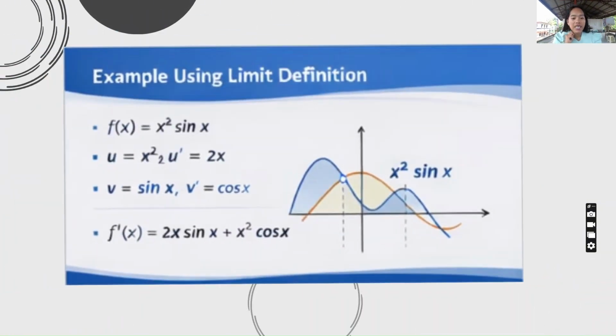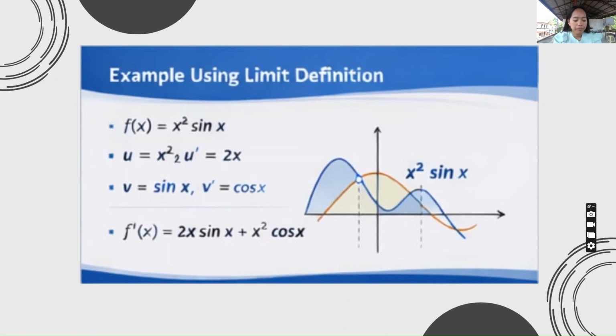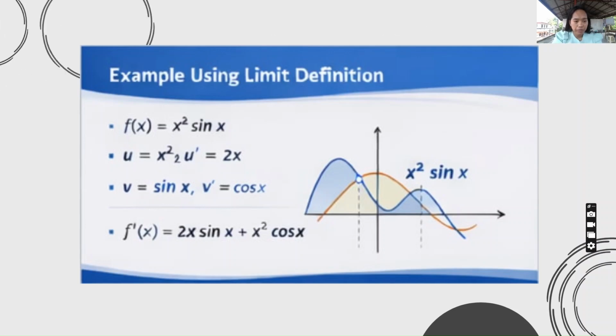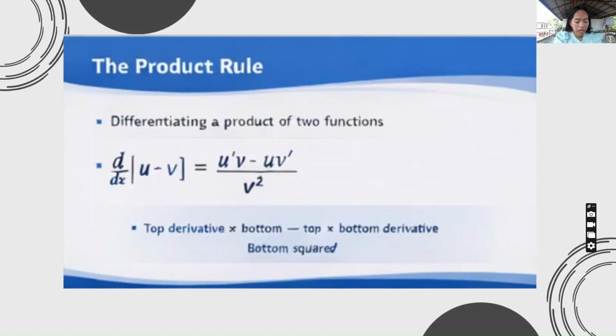So next, we have the product rule. All right. Okay, so we have now the product rule.